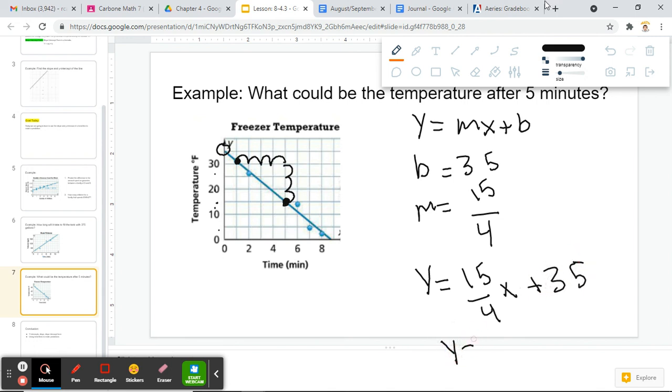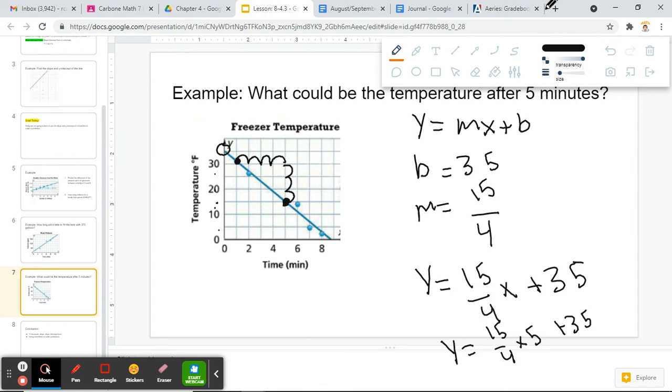So that means we could plug in for x here. We want to plug in 5 minutes. So we get 15 over 4 times 5 plus 35. I think I might have done something wrong here. Oh, I know what I did wrong, guys.